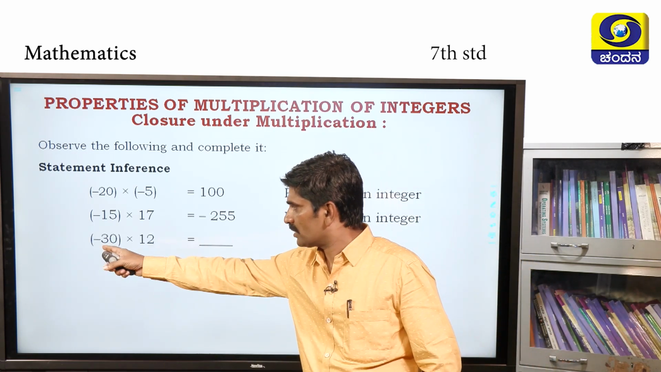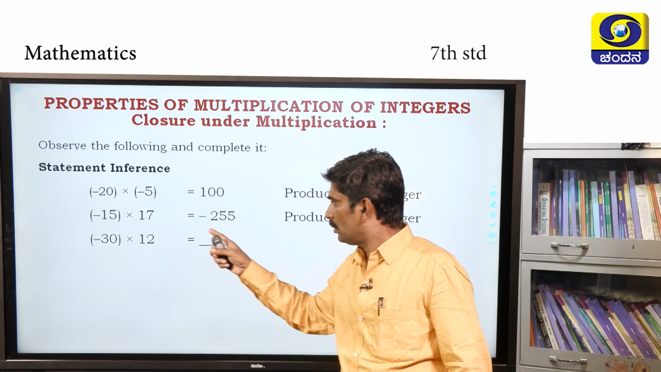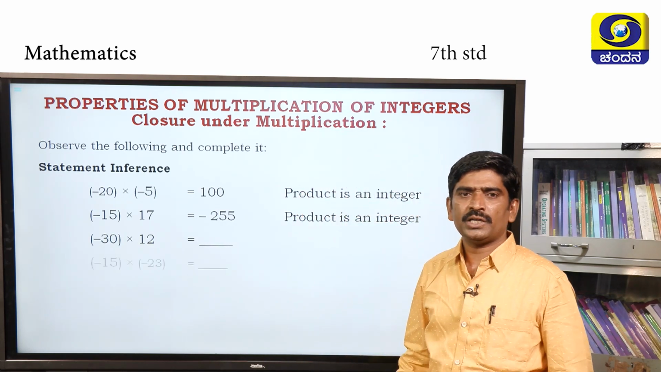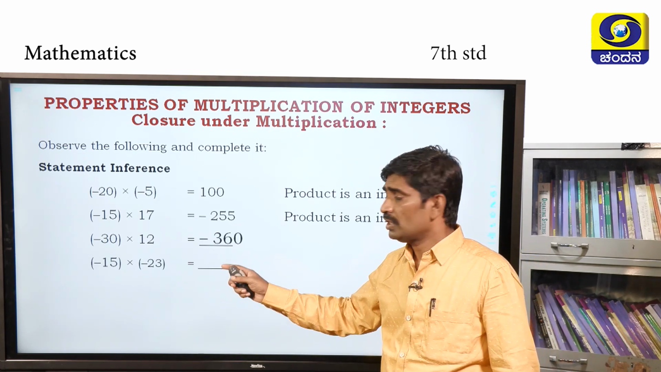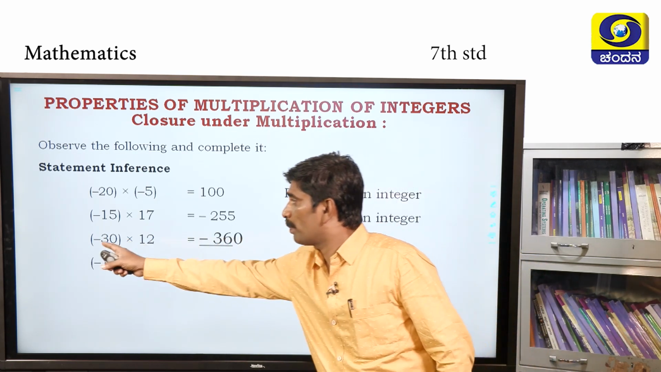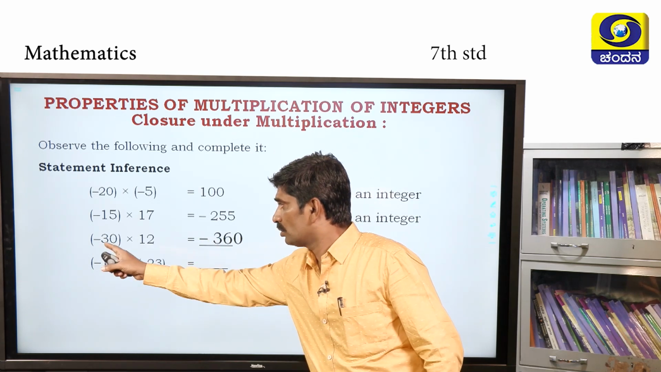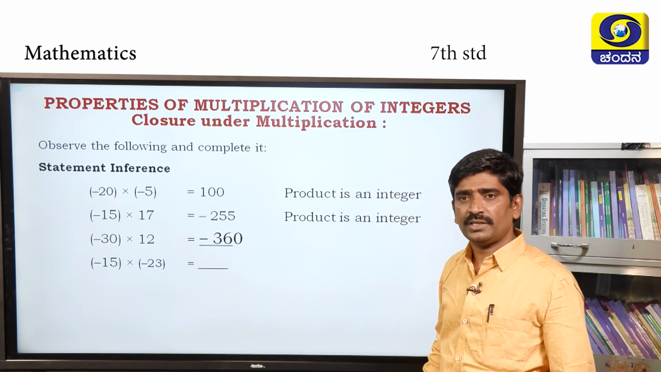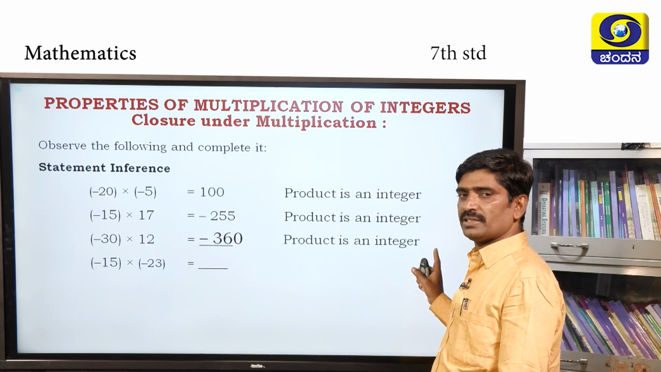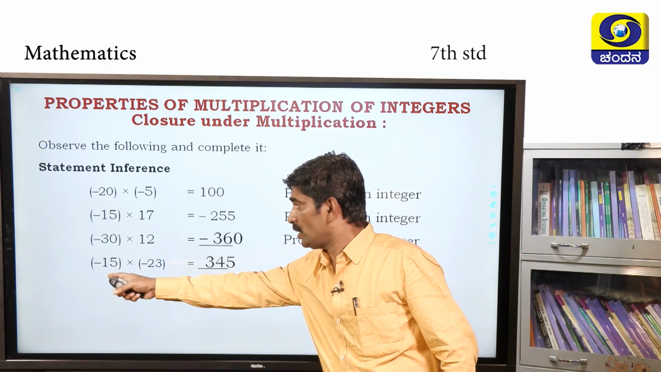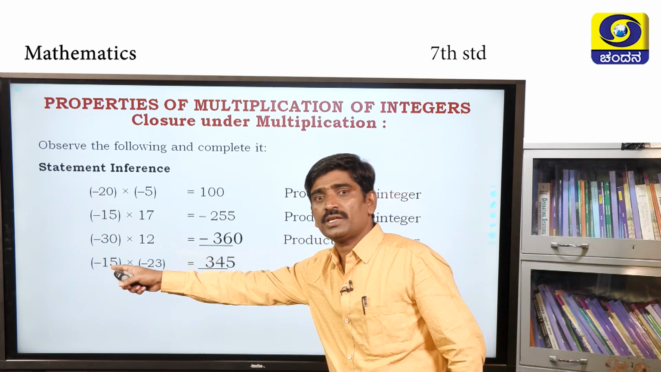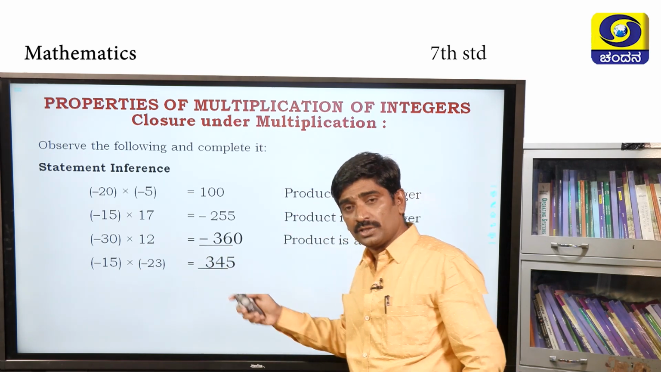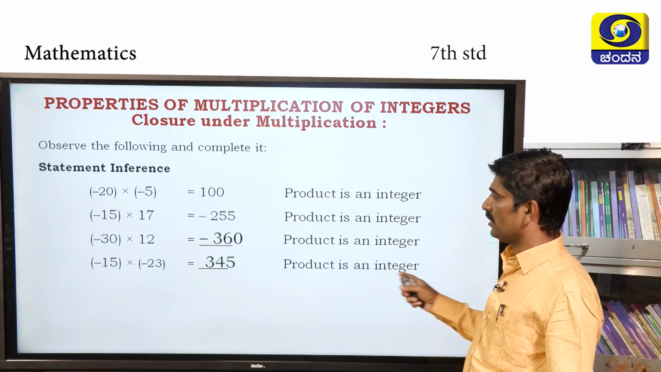Next, minus 30 into 12. What is the product of these two? Plus into minus is minus, 12 zeros are 0, 12 3s are 36, that is minus 360. Minus 360 is an integer? Yes, the product is an integer. Next one, minus 15 into minus 23, minus into minus is plus, 23 into 15 is 345. Is it an integer? Yes, the product is an integer.